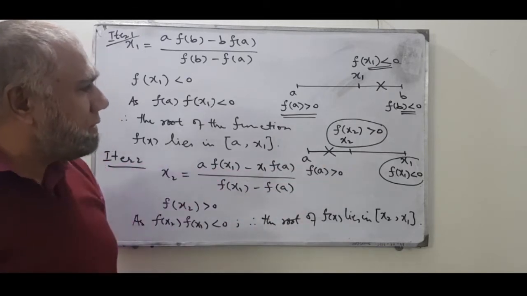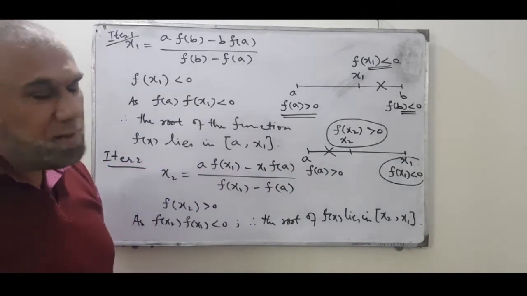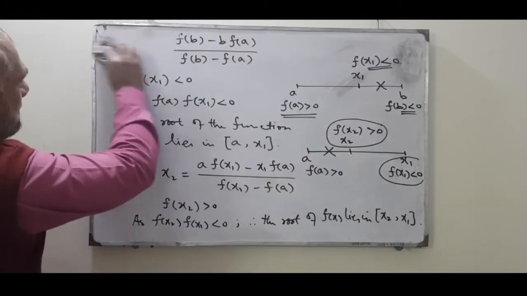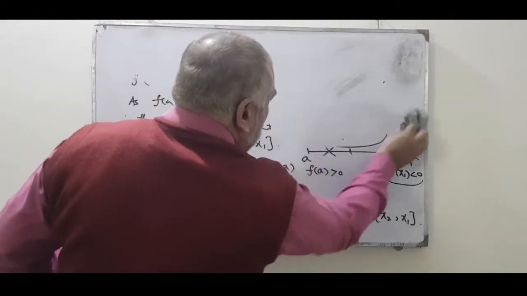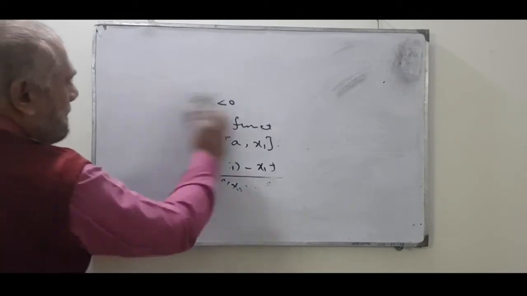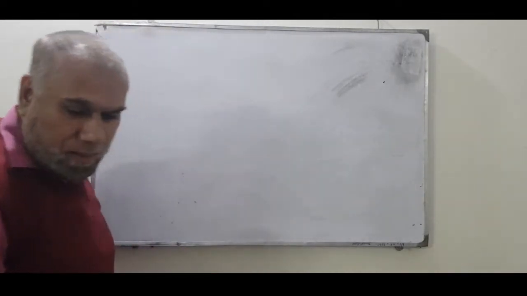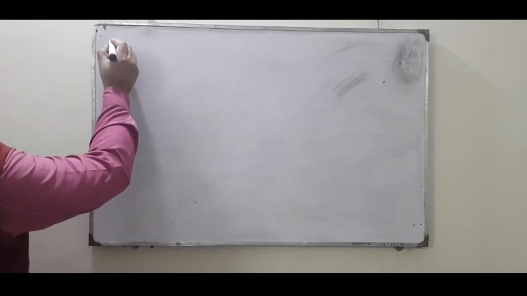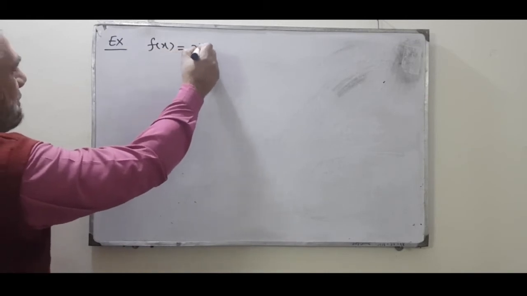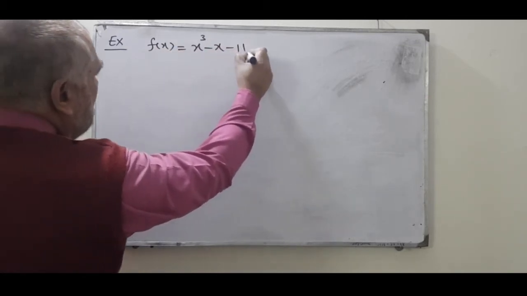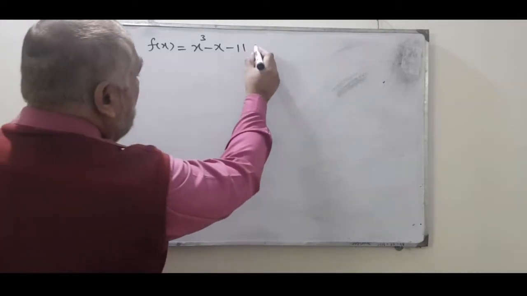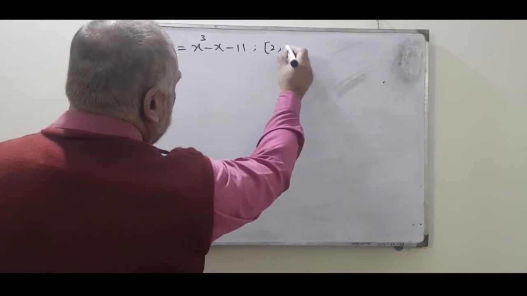After describing all the steps behind this method of Regula-Falsi, now it is time to apply it on a question. So let's start the question. The question is, this is an example, and the function given to you is x cubed minus x minus 11. The domain in which the root lies is 2 and 3.